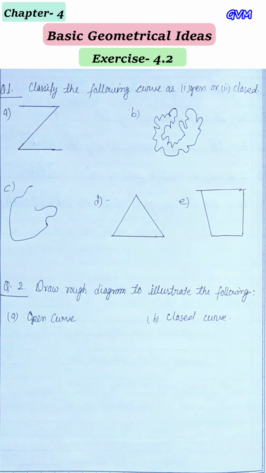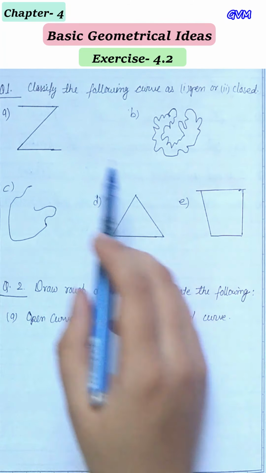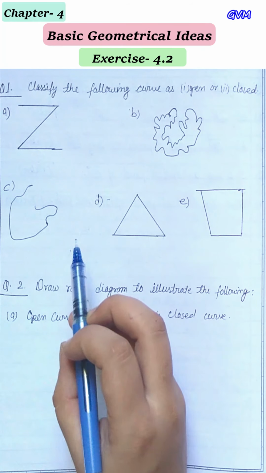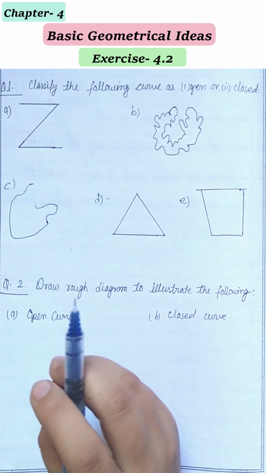Hello students, so today we are going to solve exercise 4.2 from the chapter Basic Geometrical Ideas. So first question we have, classify the following curves as number 1 open and number 2 closed curve. So हमारे पास कुछ figures दिए हैं यहाँ पे, हमें इनको observe करना है और देखना है कौन सा figure closed curve है और कौन सा open curve है.